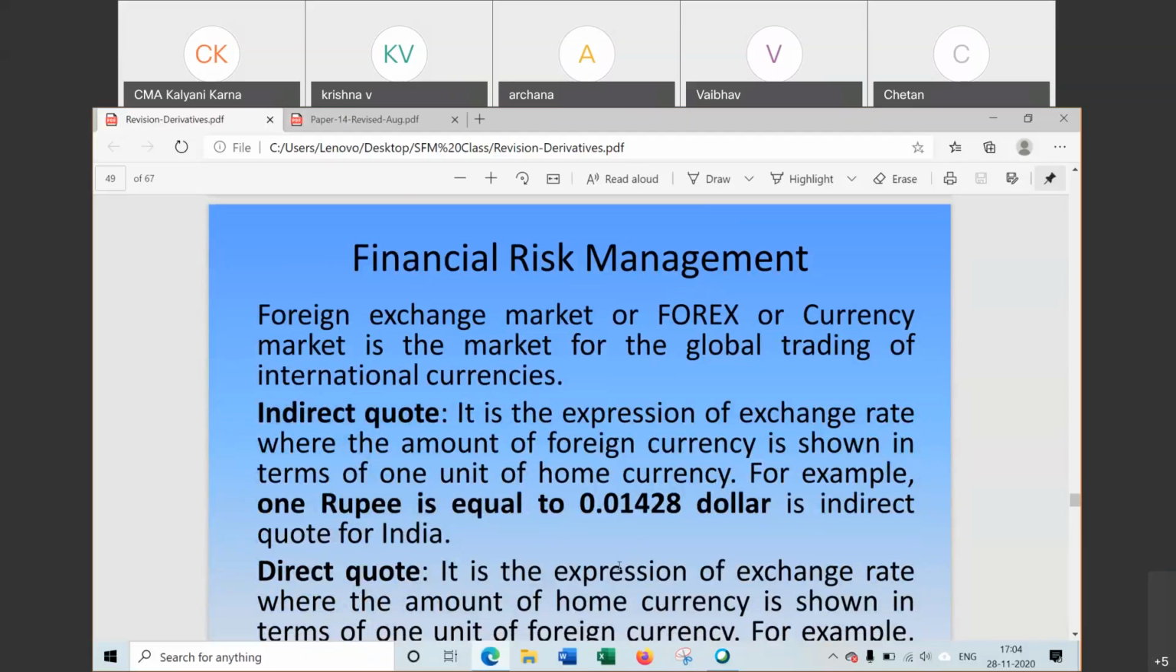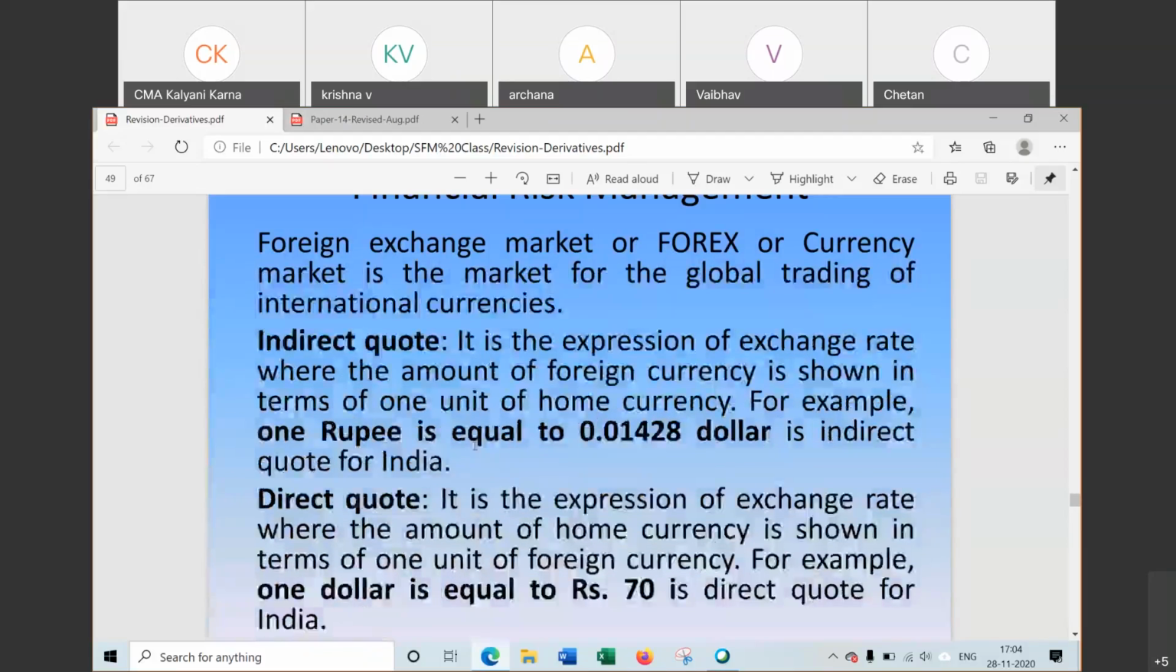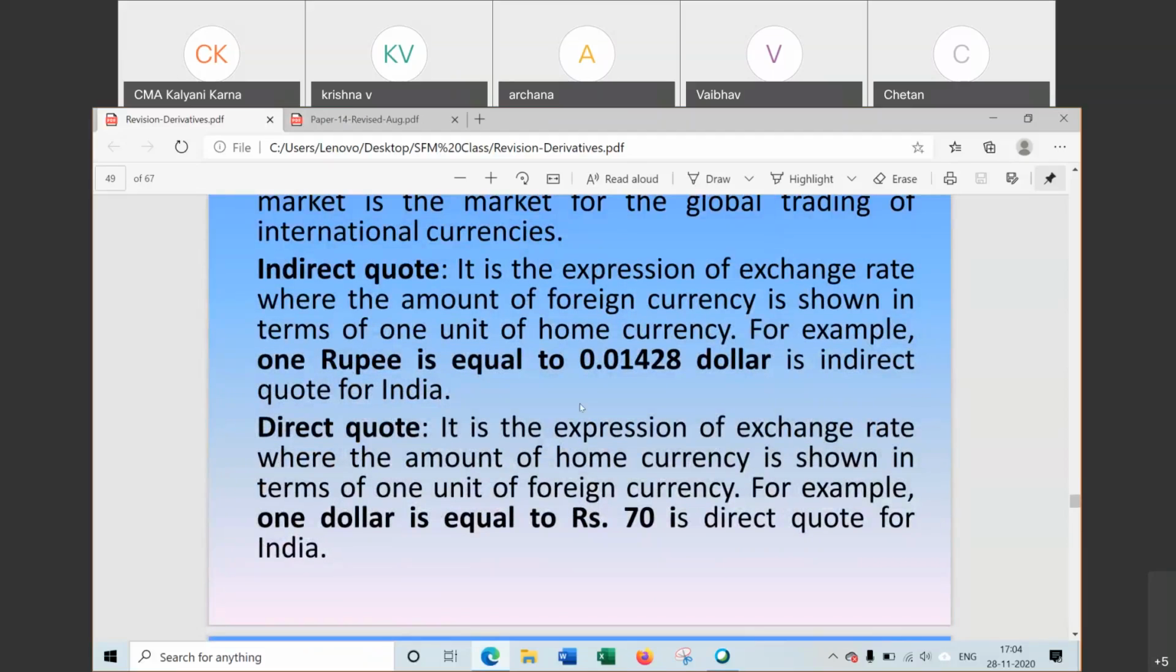Financial risk management, that is forex. Indirect quote. What is indirect quote? When it is expressed in terms of foreign currency, that is 1 unit of home currency. When the quotation is given in 1 unit of home currency, that is 1 rupee is equal to how many dollars? That is indirect quote. Direct quote, 1 unit of foreign currency.